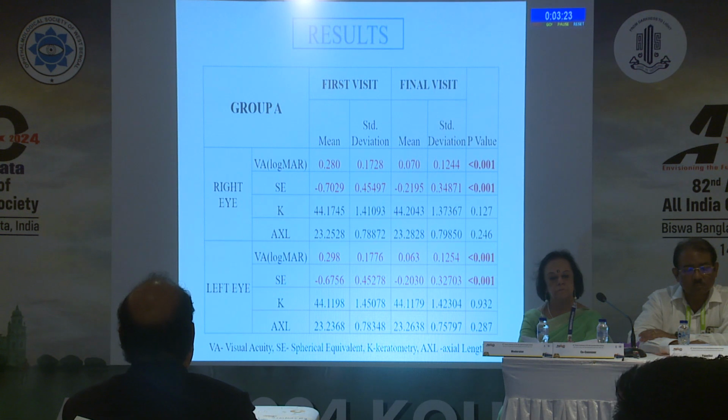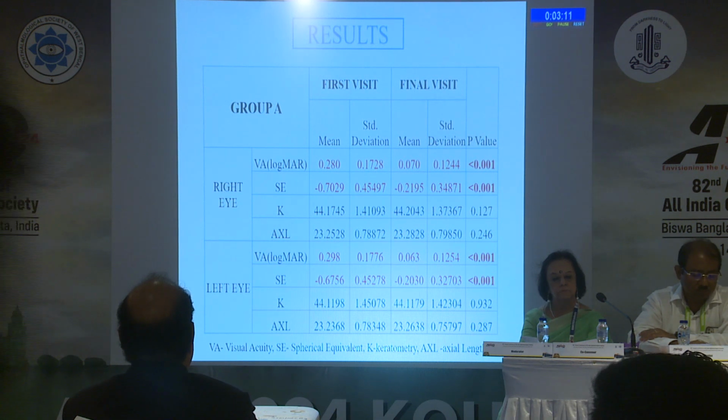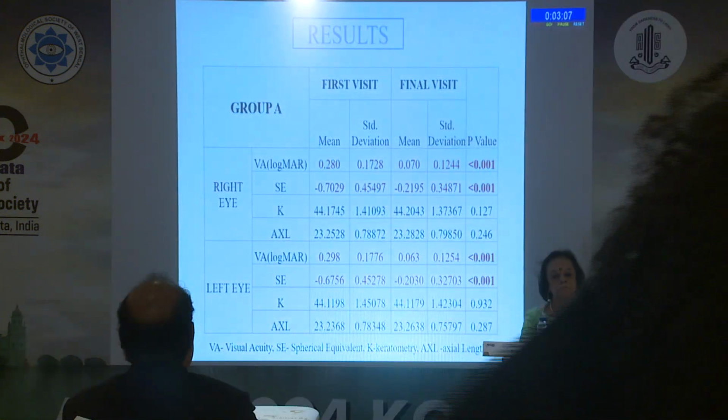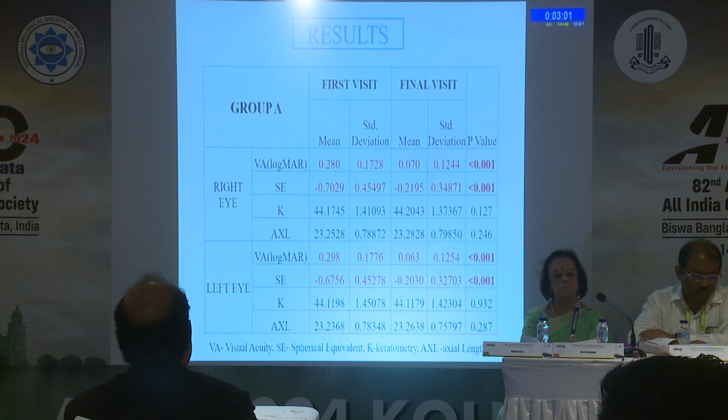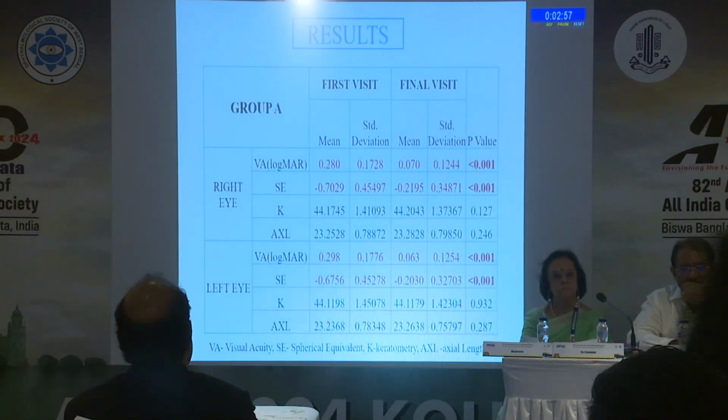In group A, the mean logMAR visual acuity was found to be 0.280, that reduced to 0.070, and spherical equivalent was found to be minus 0.7, that reduced to minus 0.2 in the right eye. In the left eye, the logMAR visual acuity mean was 0.298, that reduced to 0.063, and spherical equivalent was minus 0.6, that reduced to minus 0.2.